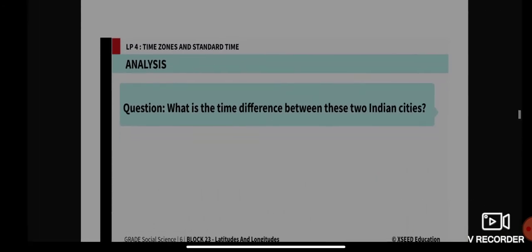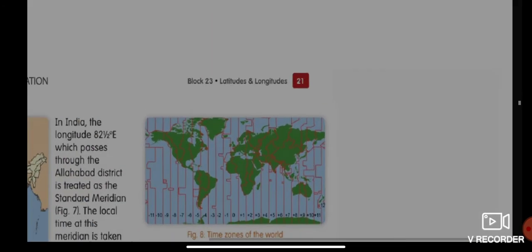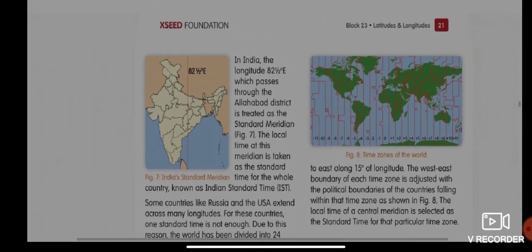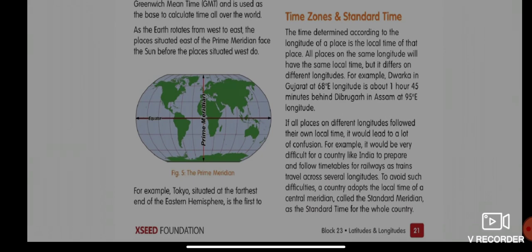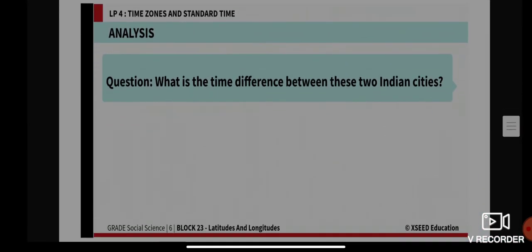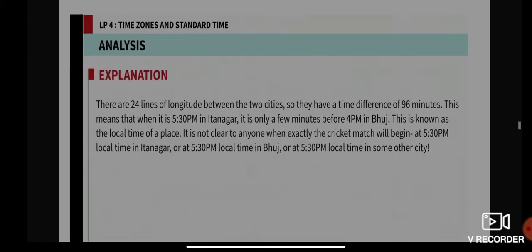So what is the time difference between two Indian cities? See, that is based on longitude. Take two Indian cities, like Dwarka in Gujarat and Dibrugarh. What is the time difference between the two? Alright, so see, there are 24 lines of longitude between the two cities.